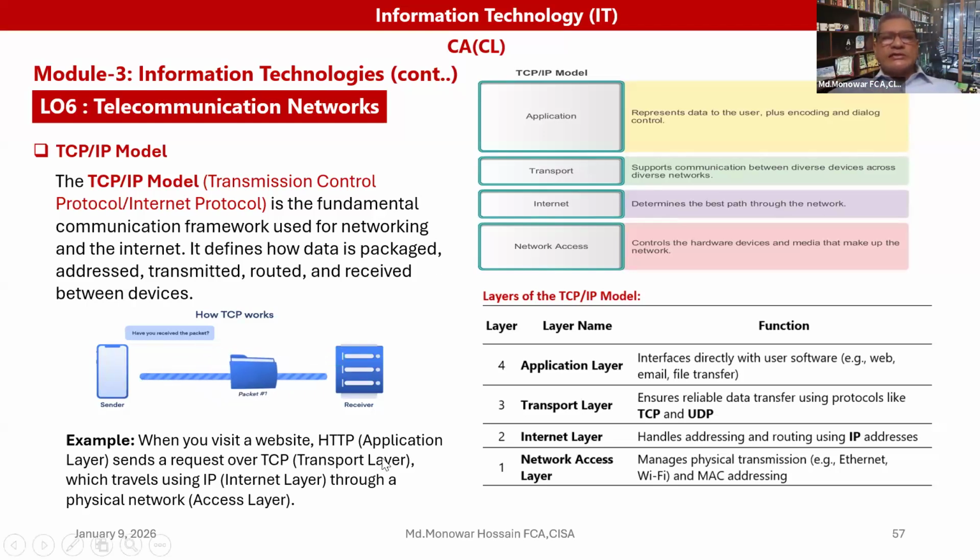And when we visit a website, we see HTTP, that means the application layer, the interface. Then it sends a request over TCP, that is the transport layer. Then it travels using IP, the internet protocol, the internet layer, through a physical network, that means the network access layer.